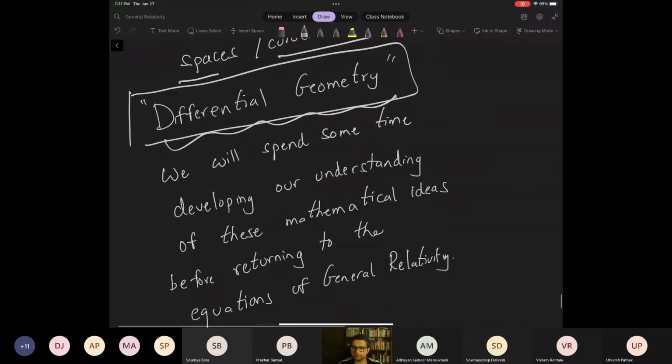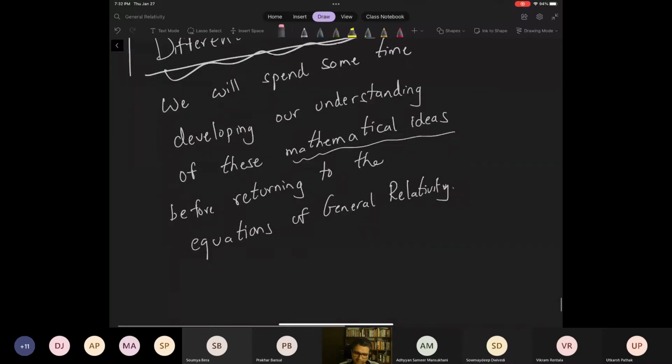So for the next few weeks, we will spend some time developing our understanding of the mathematical ideas. This is where there's a big difference between special relativity and general relativity. The mathematics of special relativity is relatively simple, right? It's just algebra to get the Lorentz transformations. In general relativity, there's geometry, and then there's calculus on curved space-times. So we will want to develop those ideas of how to do mathematics in curved space-time, and that is going to be the focus of the next few weeks. Okay, so I'll pause here for any questions.